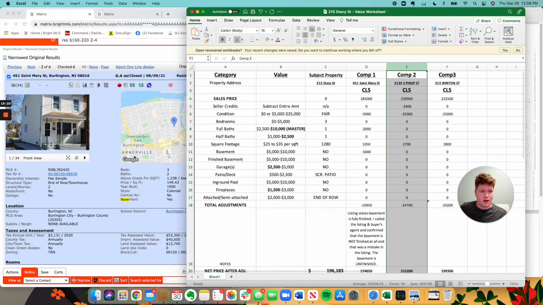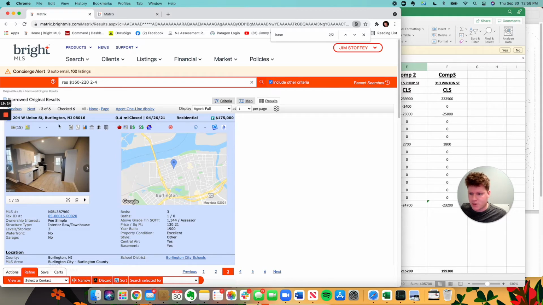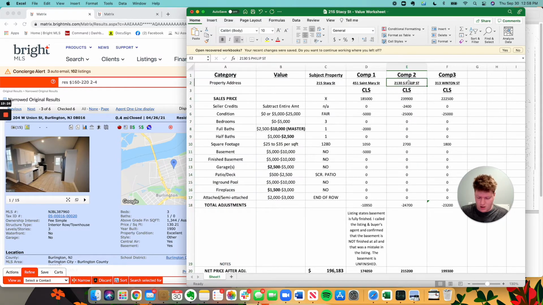So now we need to move on to comp number 2. I'll move a little bit faster through these. So I want to use this one as well. 204 West Union Street.